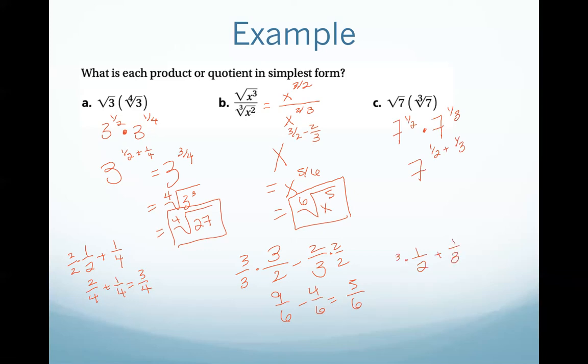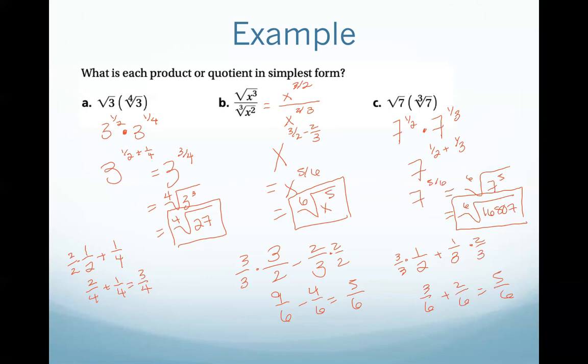Common denominator is 6 again. So I have 3/6 plus 2/6 is 5/6. 7 to the 5/6 is the 6th root of 7 to the 5th. I'm going to put that into my calculator to find 7 to the 5th power is 16,807. Again, it was given to me in radical form, so my answer should be in radical form unless it specifies otherwise.